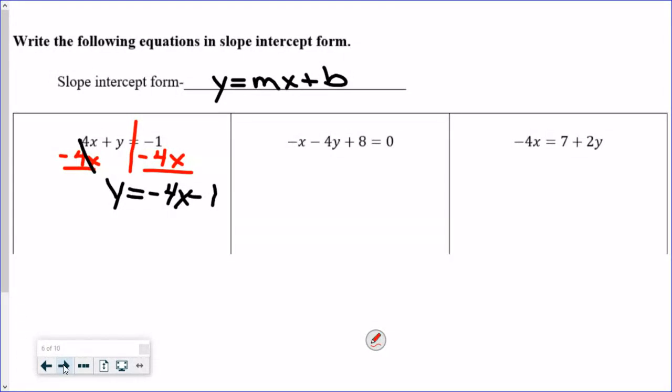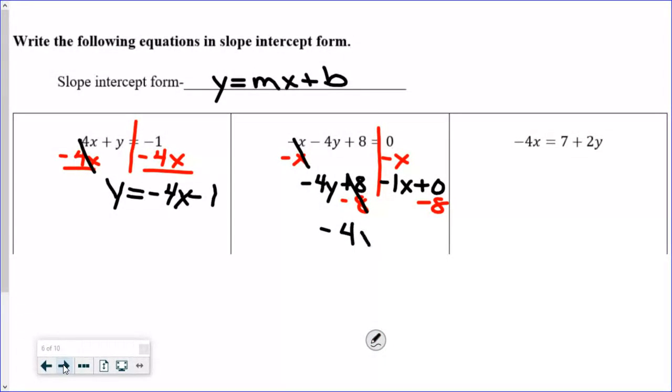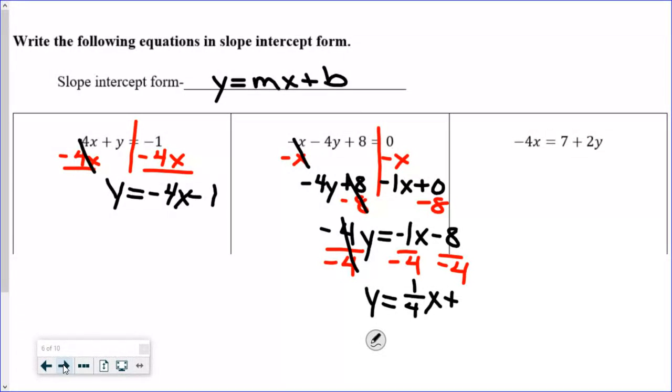Okay, for this one, again, we're going to get rid of the x, but think of it as really a -1x. So, and we still have that -4y plus 8. Now we're going to minus 8. And we get -4y equals -1x minus 8. And then we're going to divide each piece by -4, and we're going to watch our signs. And we get positive 1/4 x plus 2.